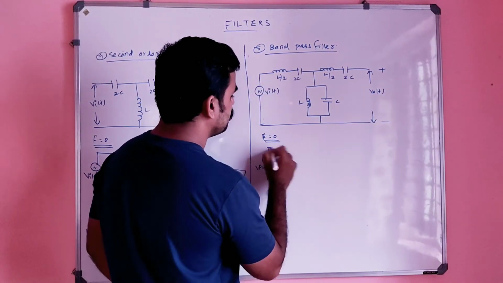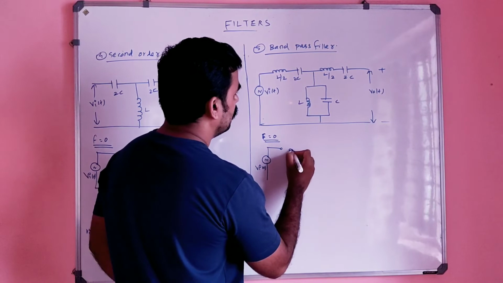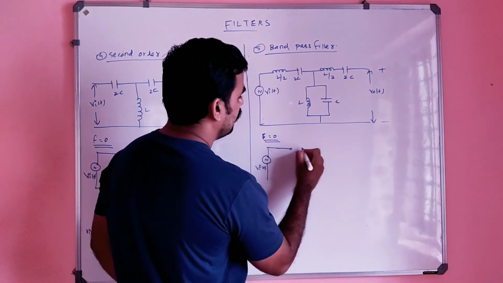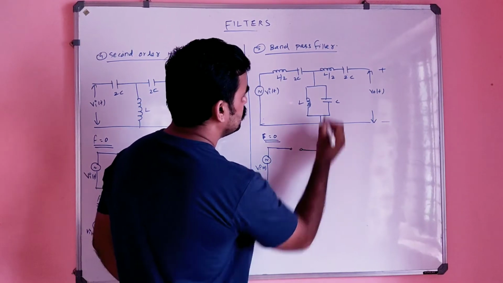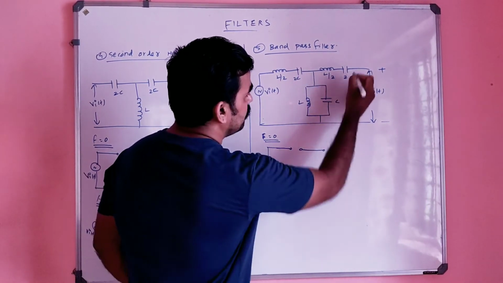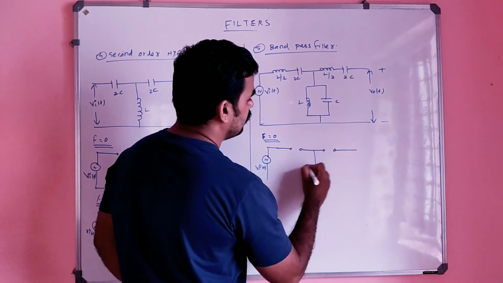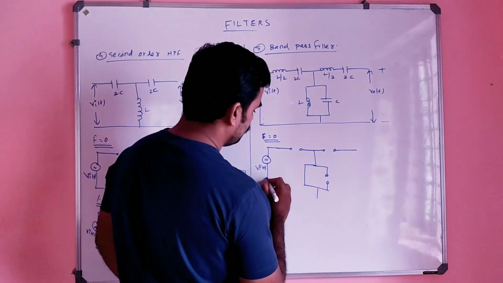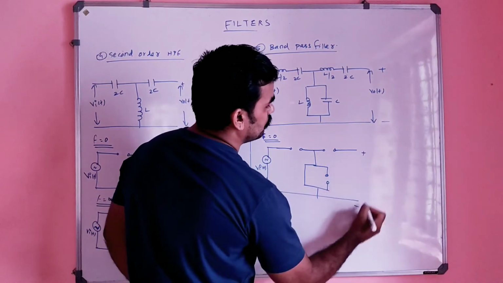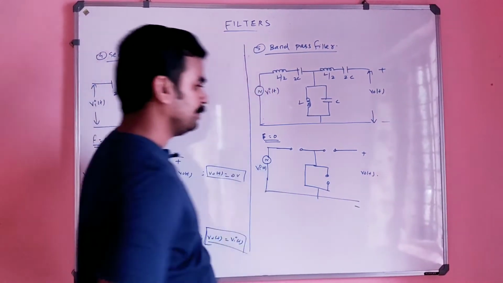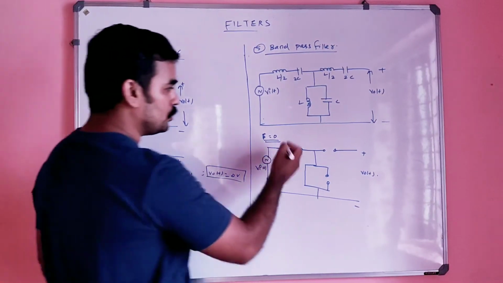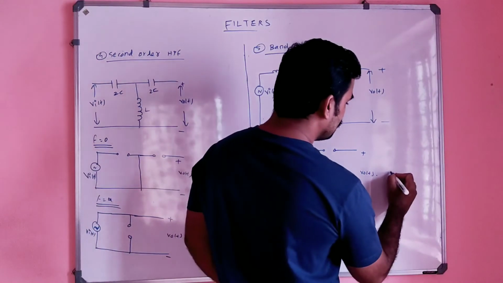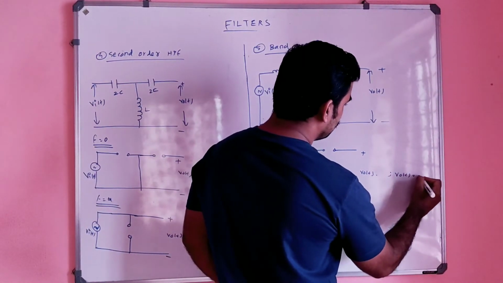V of t. F is equal to 0 means this will be 0 resistance, right? So this will be short and this will be open, and this will be short, this will be open. So this is the output. Is there any output? So many opens are there, so there will not be any output. That means V0 of t will be simply 0 volt.